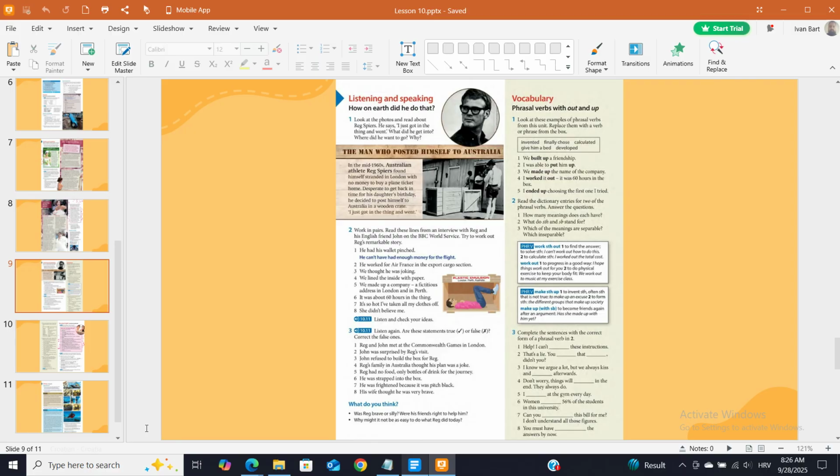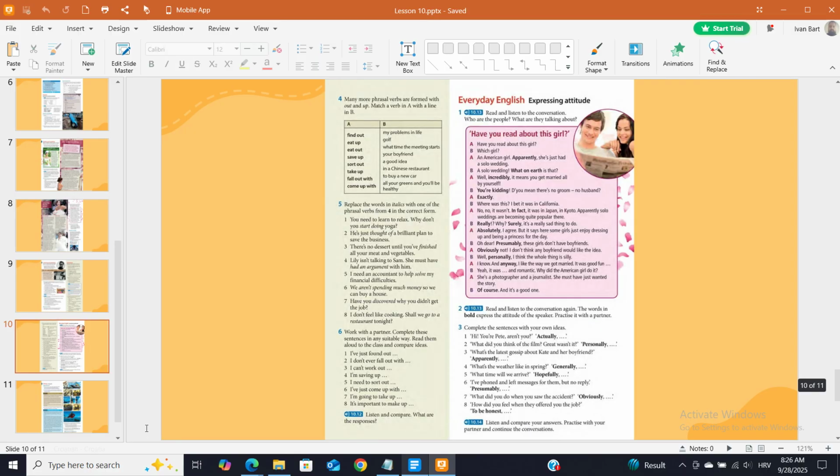4. Many more phrasal verbs are formed without an up. Match a verb in A with a line in B. A. Find out. Eat up, eat out. Save up. Sort out. Take up. Fall out with. Come up with. B. My problems in life. Golf. What time the meeting starts. Your boyfriend. A good idea. In a Chinese restaurant. To buy a new car. All your greens and you'll be healthy.